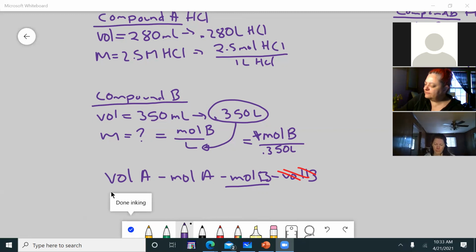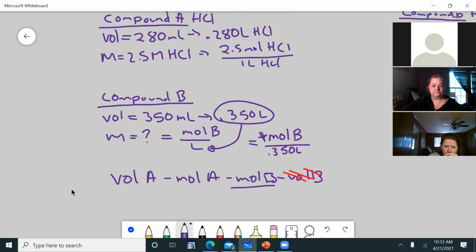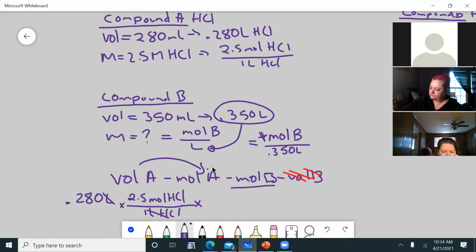Okay, so this part here is similar to what we did with the other problems. We take our volume of A, which is 0.280 liters. And we're going to use our molarity to convert it. So I like how this is set up. That's good. So 2.5 moles of the HCl for every 1 liter of HCl. And we'll cancel the liters. So that gets me from here to here. Then I want to go into moles, which is the coefficients.